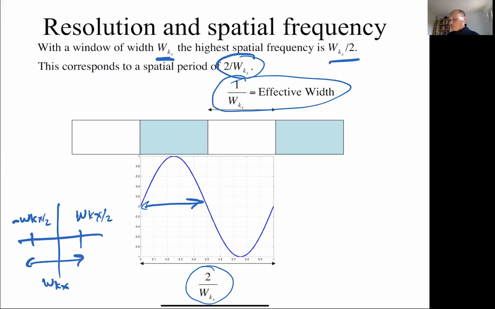So essentially, the highest frequency component I have is this sine function that goes up and down every 1 over WKX, and that's the highest effective width or resolution I can have for my image. That's an image that goes from blue to white to blue, that I could potentially represent with a sine function that goes up and down with that spacing. So that's another way of looking at why we would pick the effective width to be that.